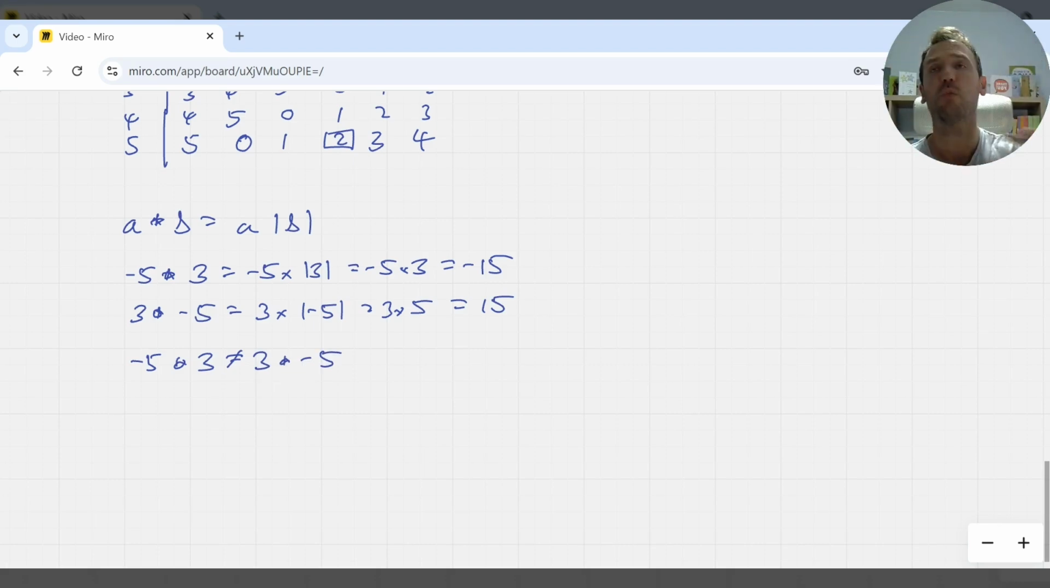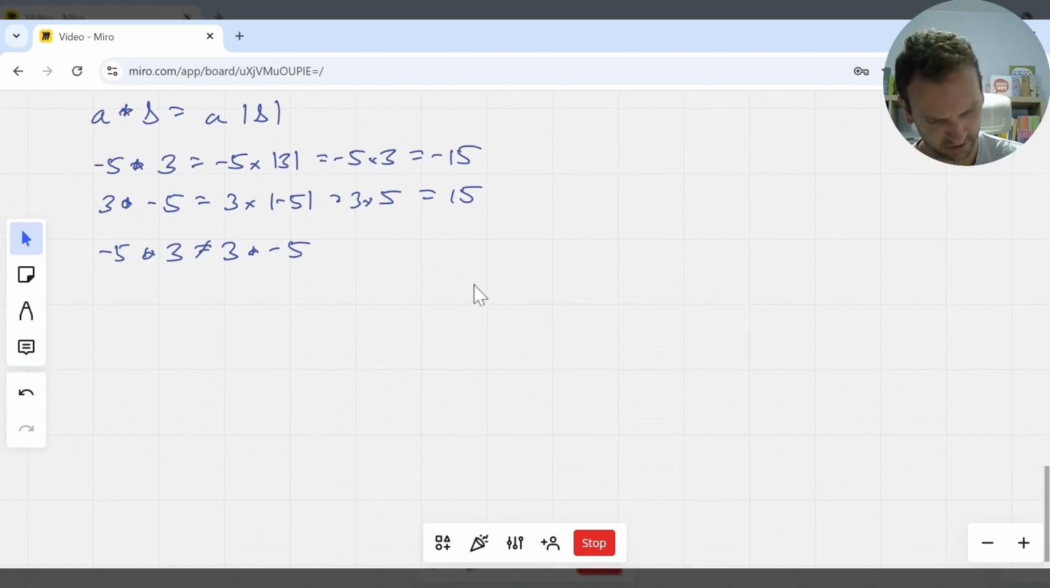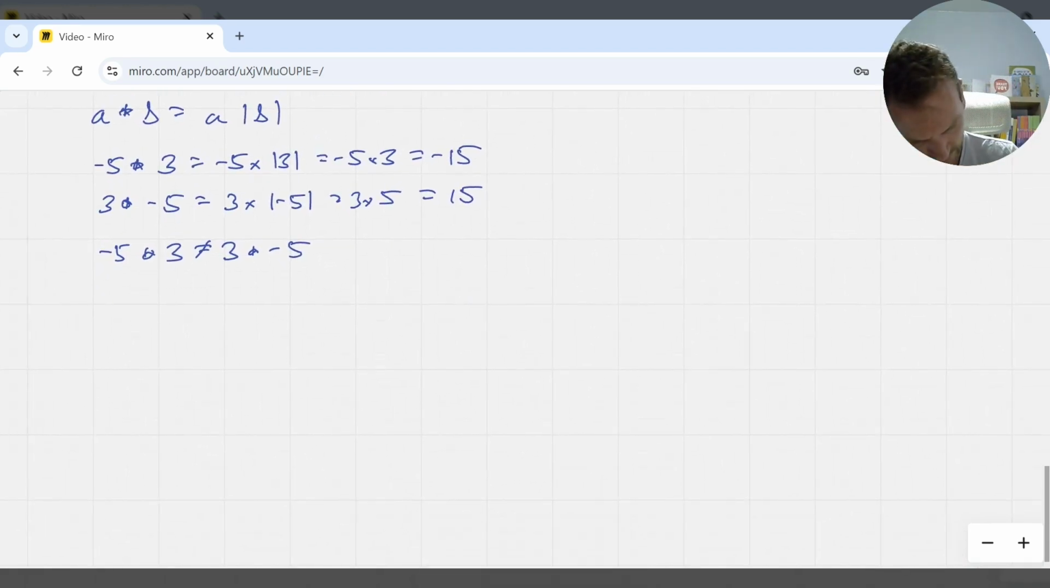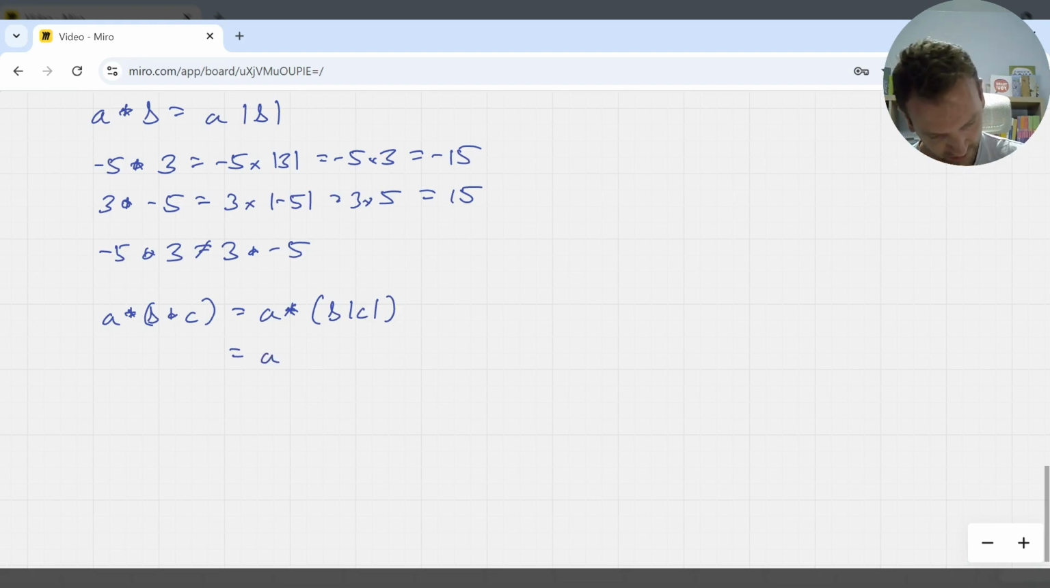However, whatever numbers you try, you should find it is associative. So I just want to give you a quick proof here that it is associative, because the algebra is not necessarily the nicest. If we were to write A star brackets B star C, then we'd be doing A star, and we're doing B star C. Now, B star C is B times mod C here. And then we're doing A star that. So we're doing A times the modulus of B times mod C.